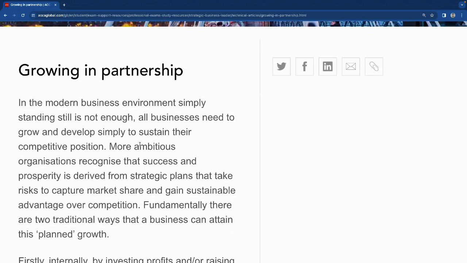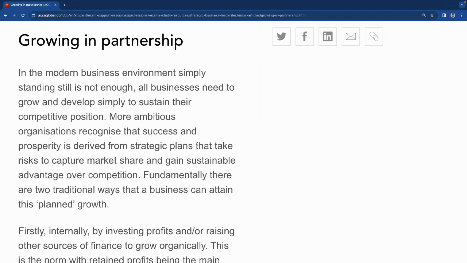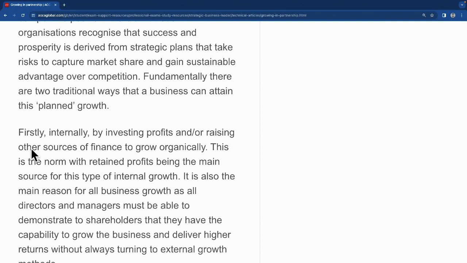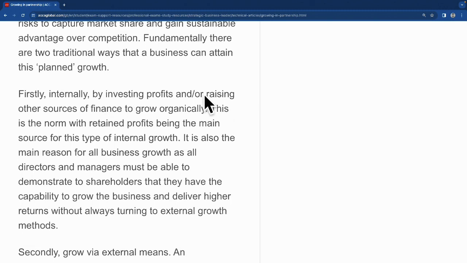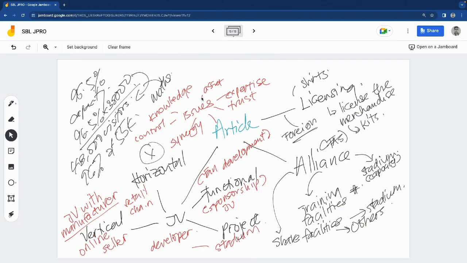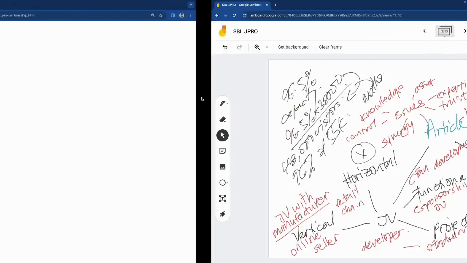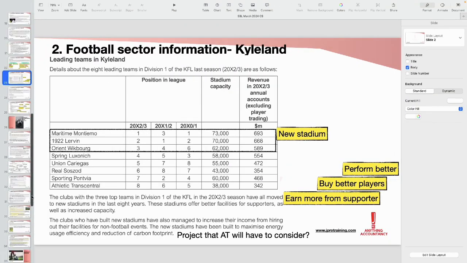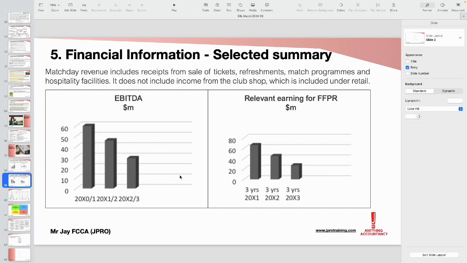Probability is high. Now, keyword here is derived from strategic plan that takes risk to capture market share and gain advantage. You can do planned growth, invest profits by raising finance organically. This is the norm, with retained profits. Now, think about it. This company, there is lack of retention. Remember, lack of retention. And do remember, financially, this company has been declining in performance. Remember, financial decline. So I'm just going to make a note there, financial decline.